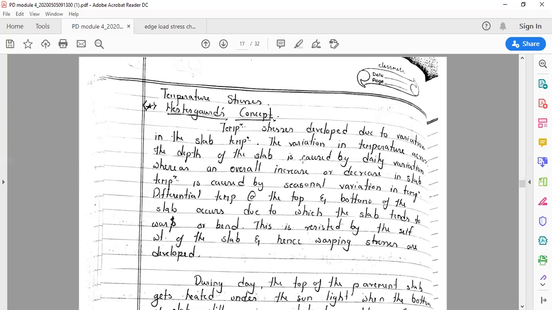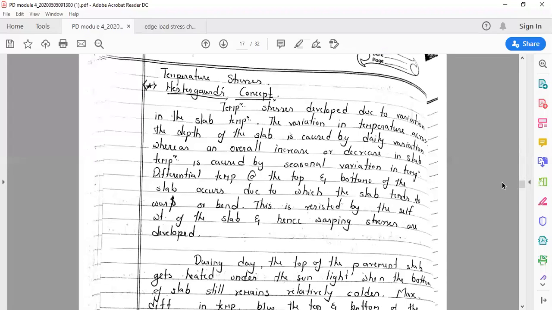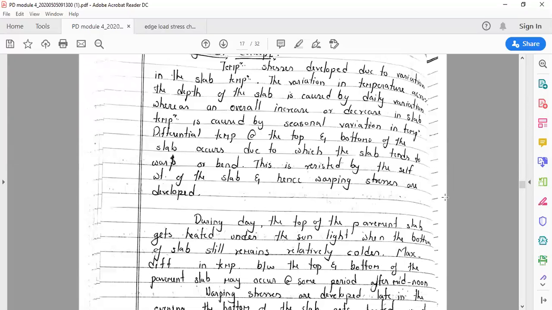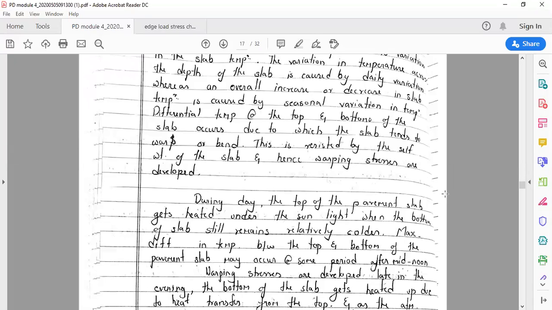Then when there is overall temperature rise in the CC slab panels, or overall drop in the CC slab panels due to variation in the seasons, that is known as seasonal variation. Because of this, the slab expands or contracts. Because of this expansion and contraction, frictional stress will be developed. So we need to calculate the frictional stress which is developed. In coming numericals, we will be discussing that. We shall solve some.